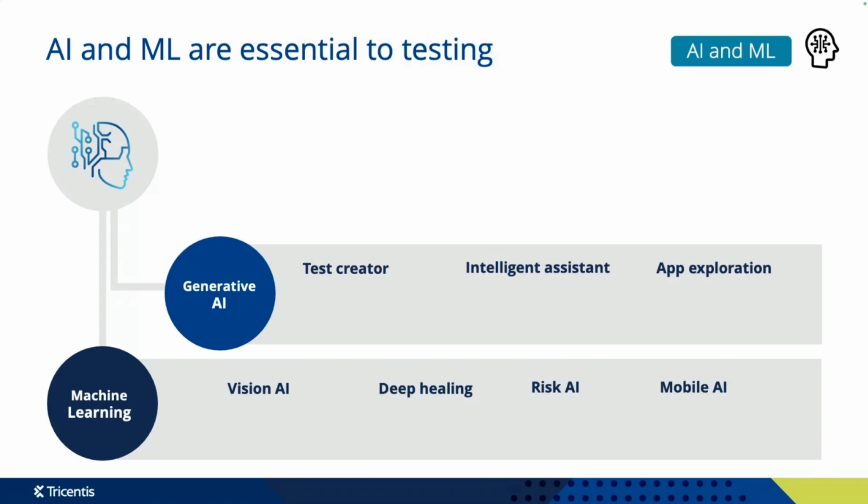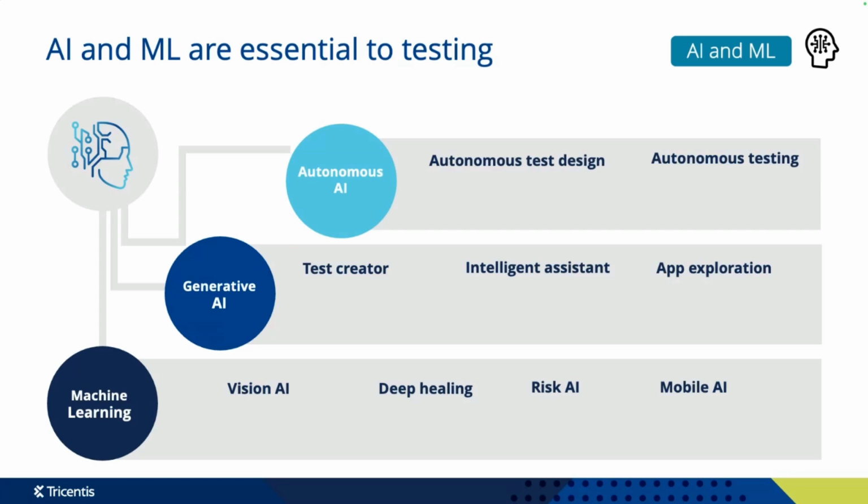There's another capability called generative AI, which uses AI to create content and material based on input from the user. This includes test creation, helping out through an intelligent assistant to answer questions, as well as the exploration of applications. And finally, a third class of AI at the top is autonomous AI, which essentially is on its own to generate tests and perform the testing with reduced input from the user.